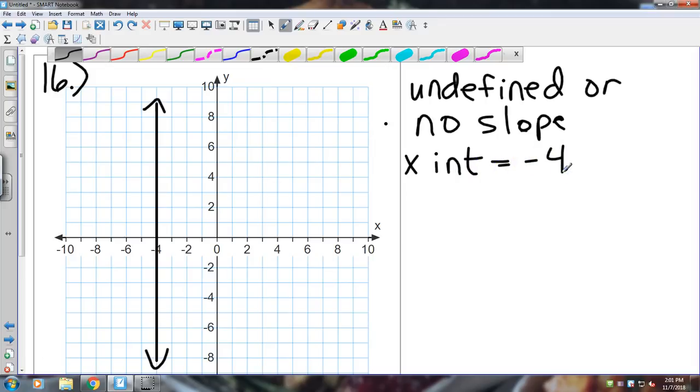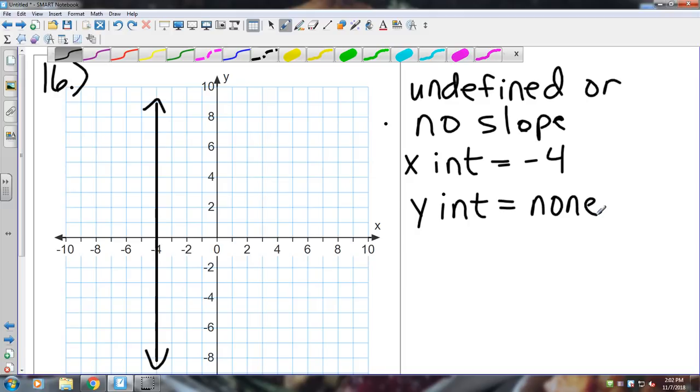Now, here's the trick question of the day. What's the y-intercept? There's not one. This will never hit the y-axis. Even in a parallel universe, it still won't. So the y-intercept is none. Ain't got none. Ain't gonna happen. No way is this happening, my man, my woman, my students. Okay.